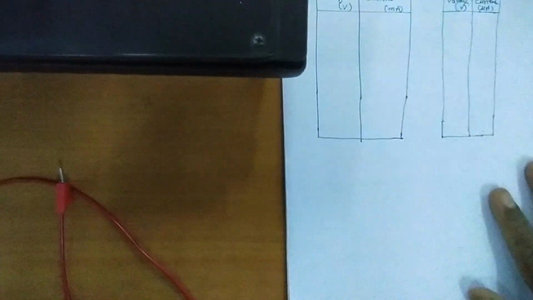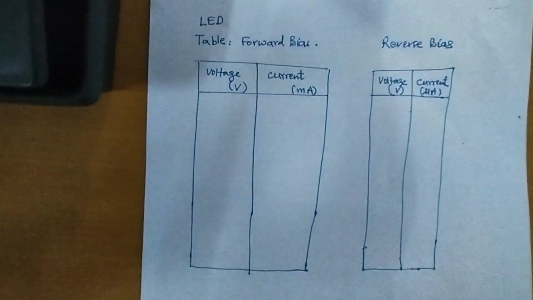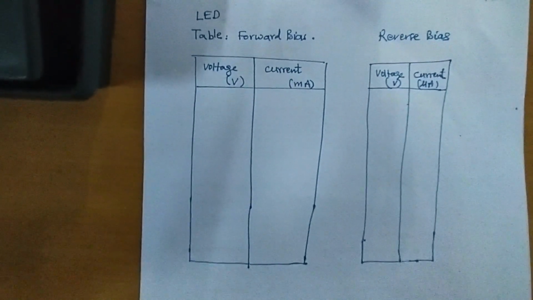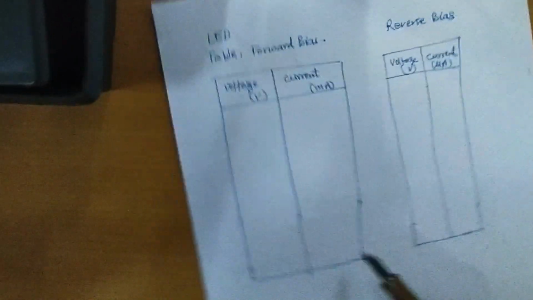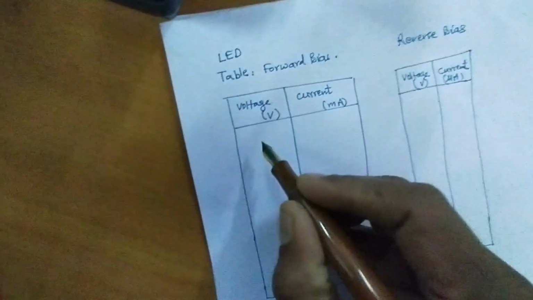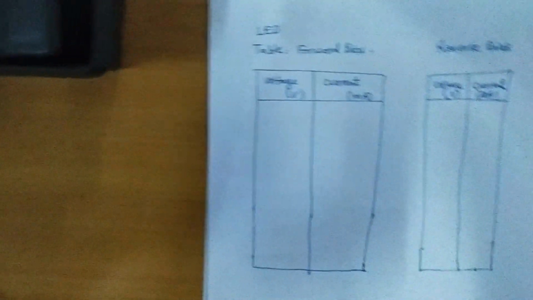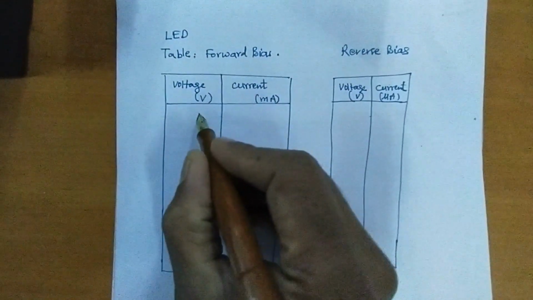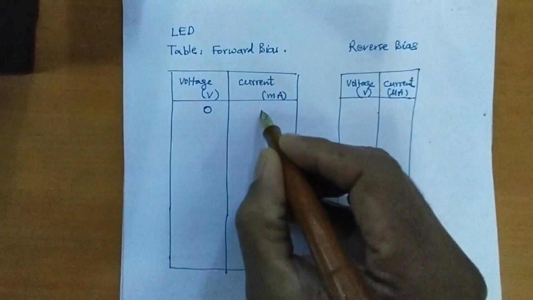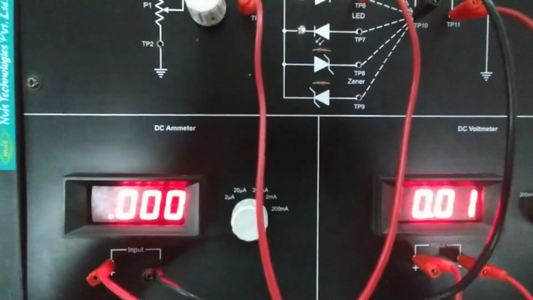And I am showing the tabular forms here. These are the tabular forms for forward bias and reverse bias. So for LED forward bias, we are starting from 0 voltage. This is okay. This is 0 voltage I am starting with. Current is also 0. Look at the meters. Both of them are showing 0.